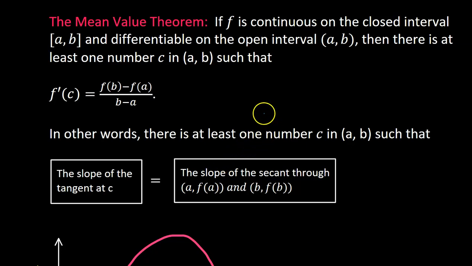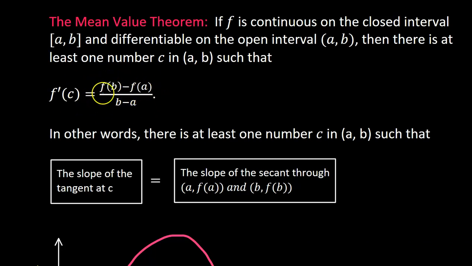Let's kick it up a notch with the mean value theorem. Now, this is one of those things that sounds like gibberish the first time you hear it, but once it sinks in, it turns out to be very, very useful. So, if f is continuous on the closed interval [a, b] and differentiable on the open interval (a, b), then there's at least one number c in (a, b) such that f prime of c is equal to f of b minus f of a, divided by b minus a.